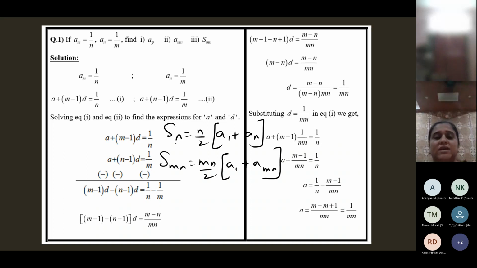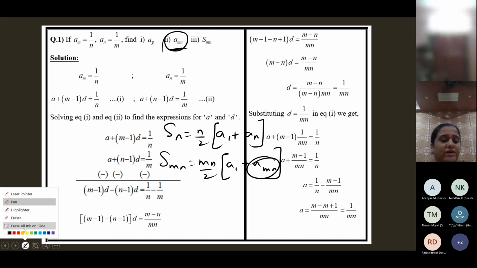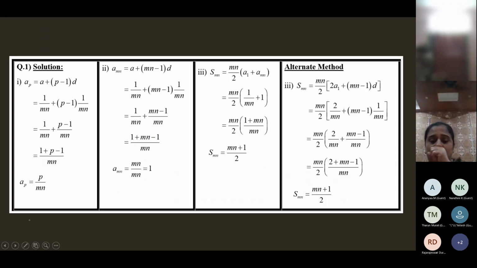Sn is n by 2 of the first term plus the last term. So the sum to mn terms will be, instead of n, mn by 2 of the first term plus the mnth term. The mnth term we found here. The first term we know, we've solved the two equations and we've got A. So substitute and find Smn. So see here, children, you start working.